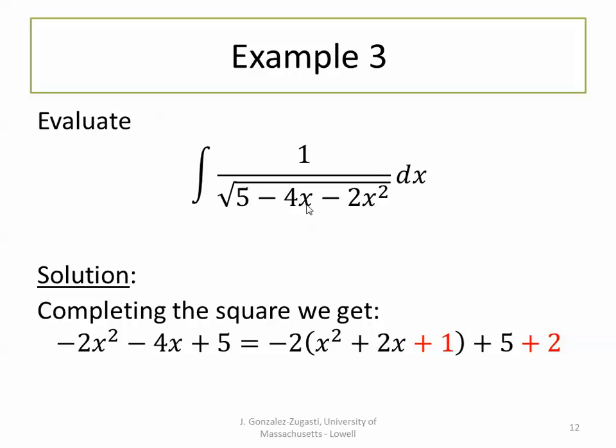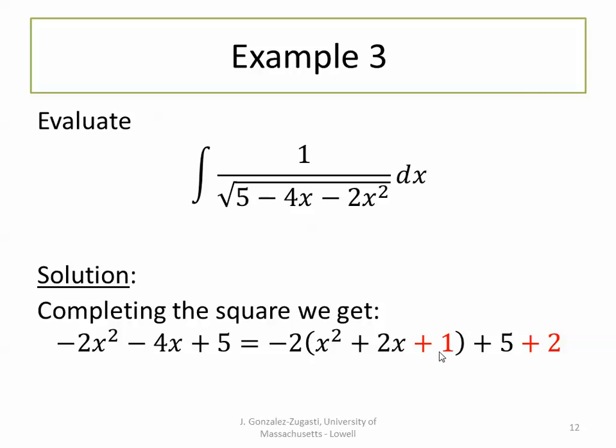Rewriting 5 minus 4x minus 2x squared as minus 2x squared minus 4x plus 5. To complete the square, the first thing we do is we factor out the negative 2 to get x squared plus 2x inside my parentheses, and I leave that 5 out there. And then I take half of the coefficient in front of x, which is 1, and square it, which gives me 1, and I add that on inside my parentheses.